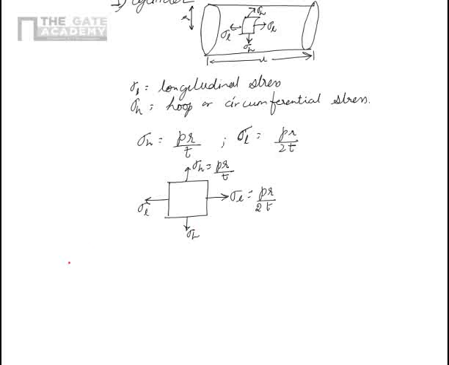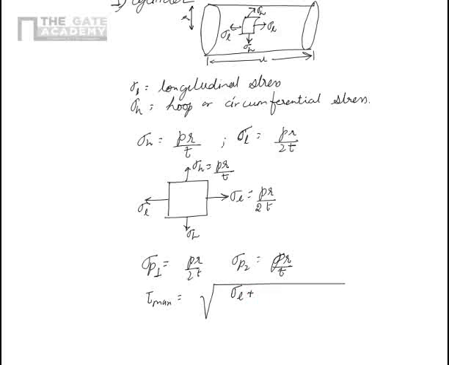Now, obviously, we know from the analysis of transformation of stresses that if this is a condition where only normal stress is acting, then the principal stresses are equal to the normal stresses. So the first principal stress will be equal to PR upon 2T, and the second principal stress will be equal to PR upon T. They are the applied stresses directly. What will be the maximum shear stress in that condition?